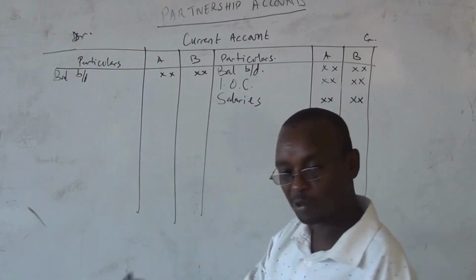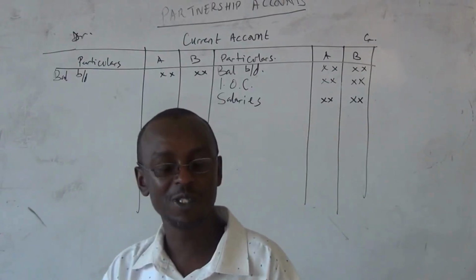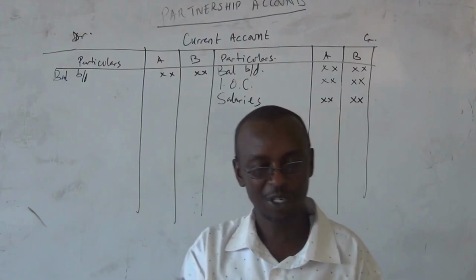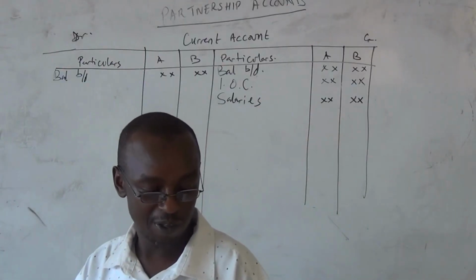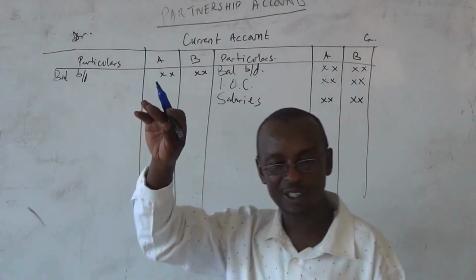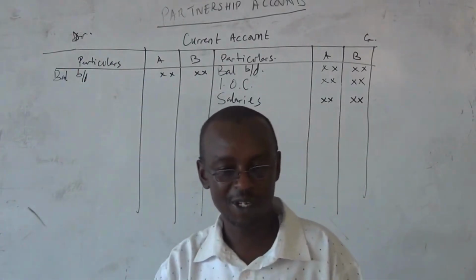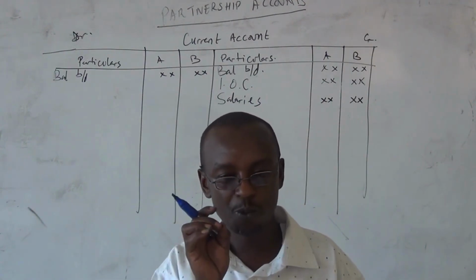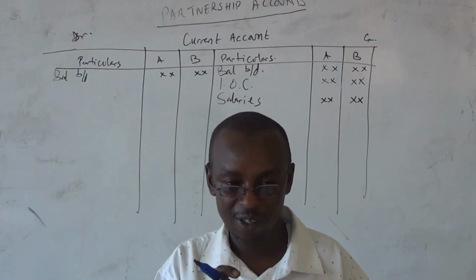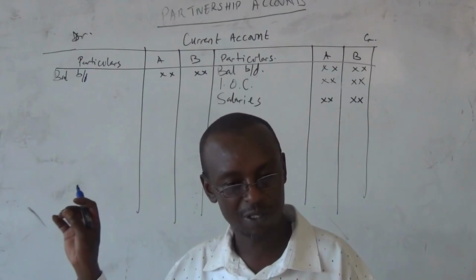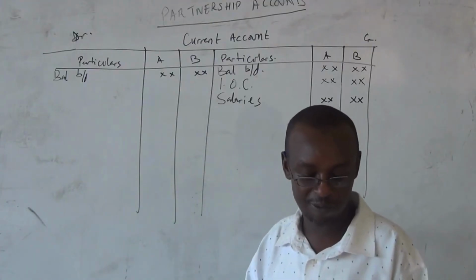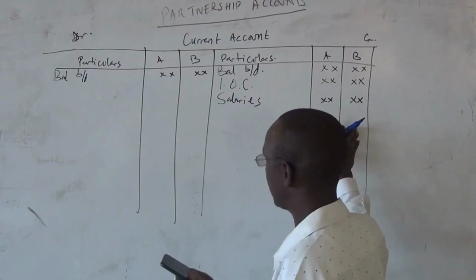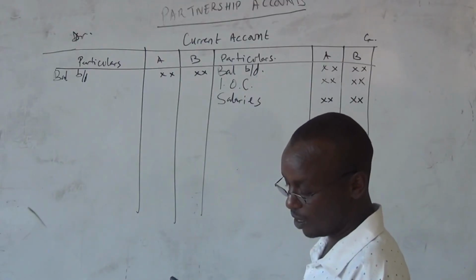Then the question we have told you: salaries and wages include this amount that was paid to partners. So your job is to avoid that. If different salaries for staff and salaries for partners are given, you know how to treat the two of them. The salaries to staff are a normal expense in the income statement. But salaries to partners, you're going to put in the current account.